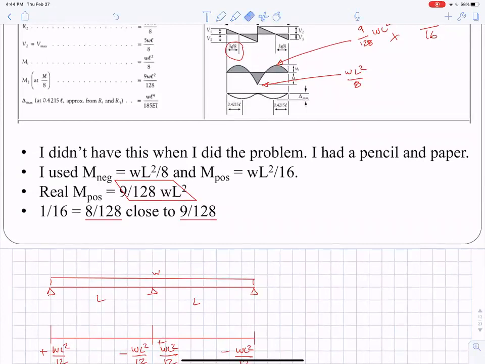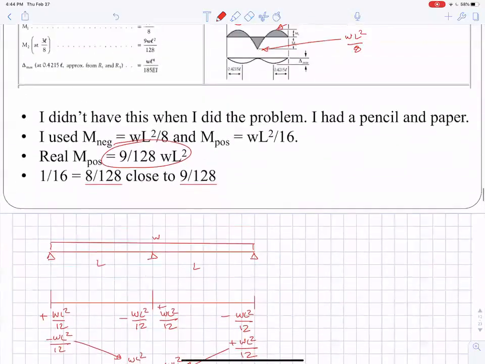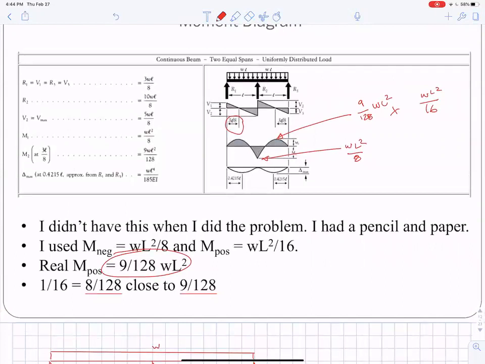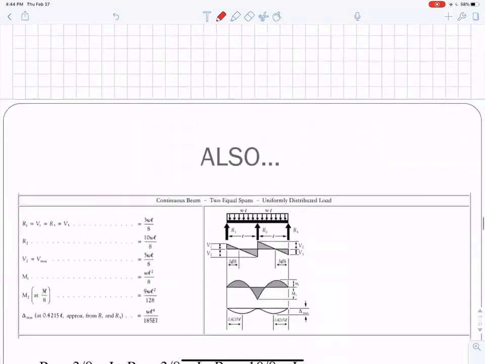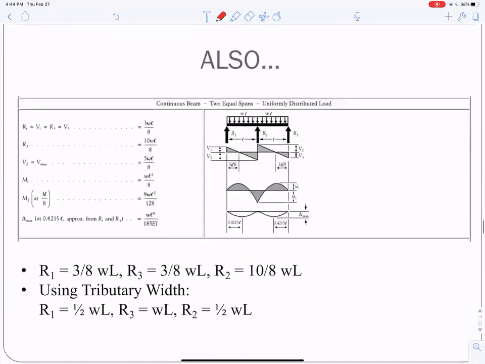I didn't know it at the time. I just knew that 1/16 was going to be very close to the true maximum moment. And so this whole example that I'm about to do, I actually used WL squared over 16 as a positive moment instead of 9 over 128. And I know that's going to cause some of you grief, but let me show you without even knowing the kinds of approximations we're making. This reaction here is 3/8 WL.